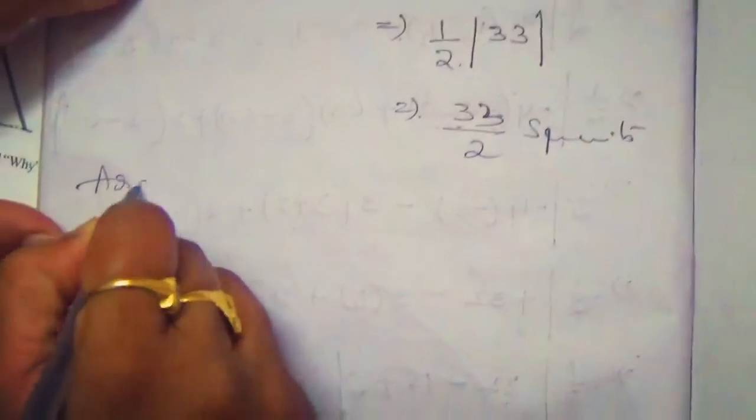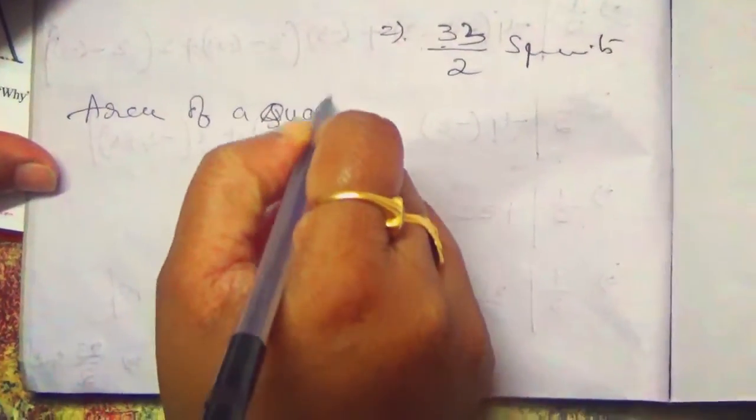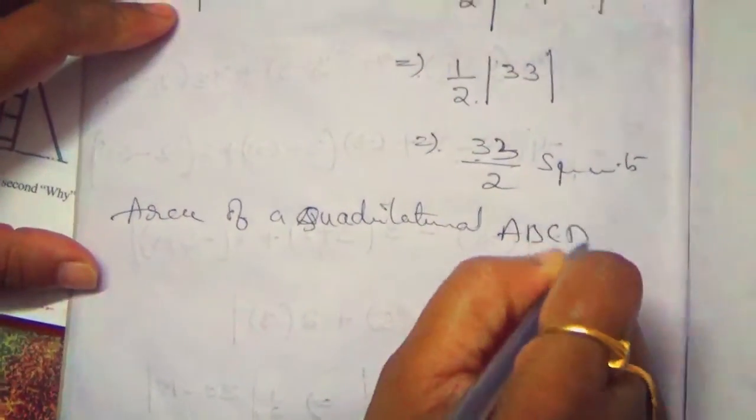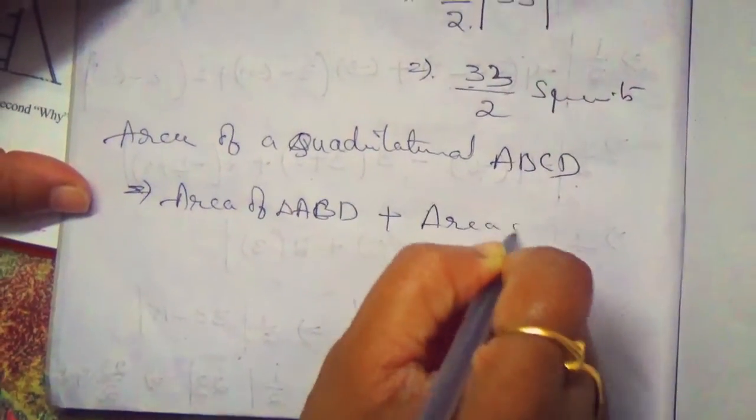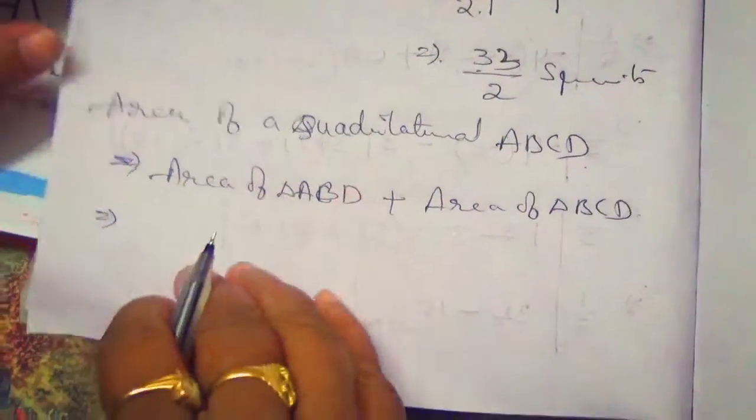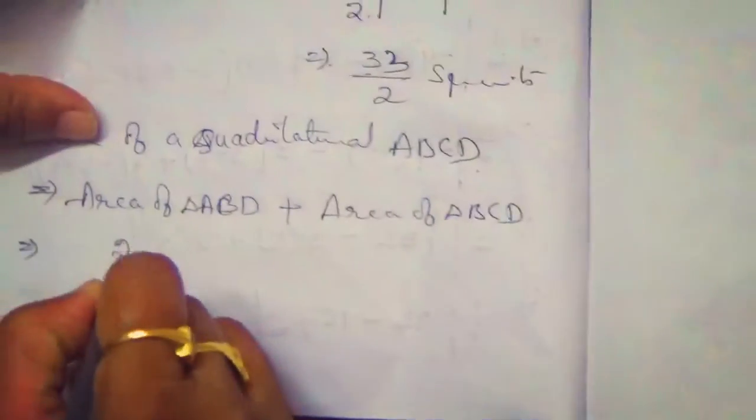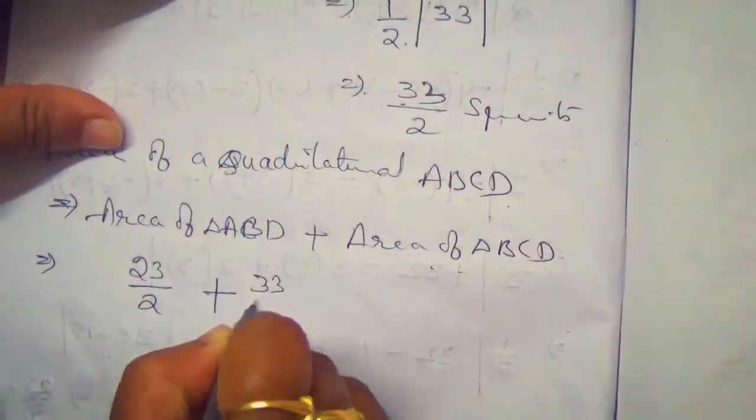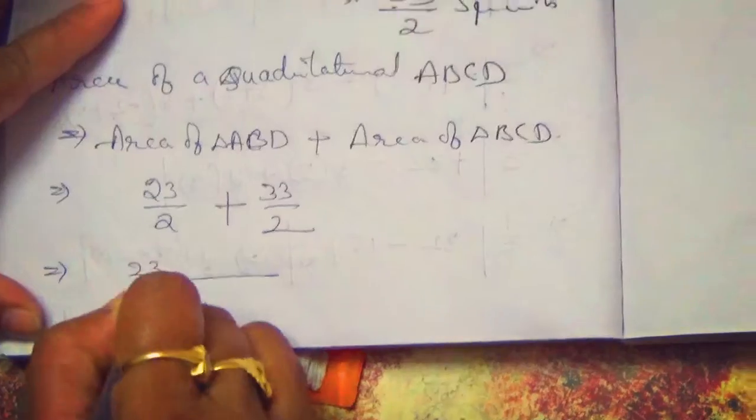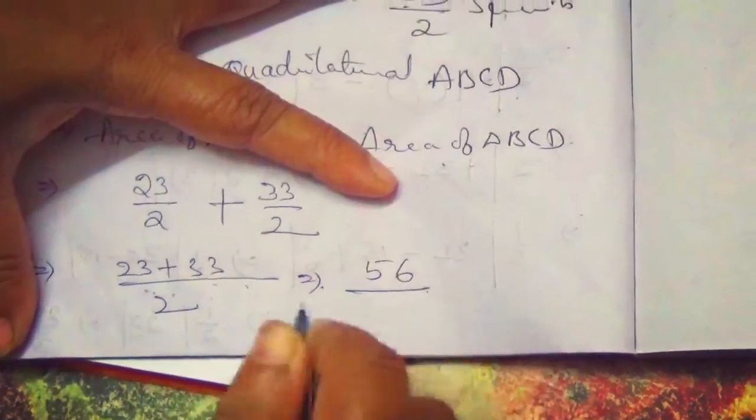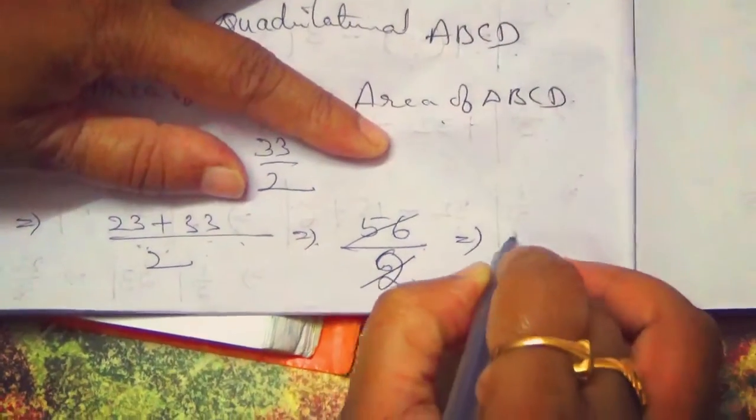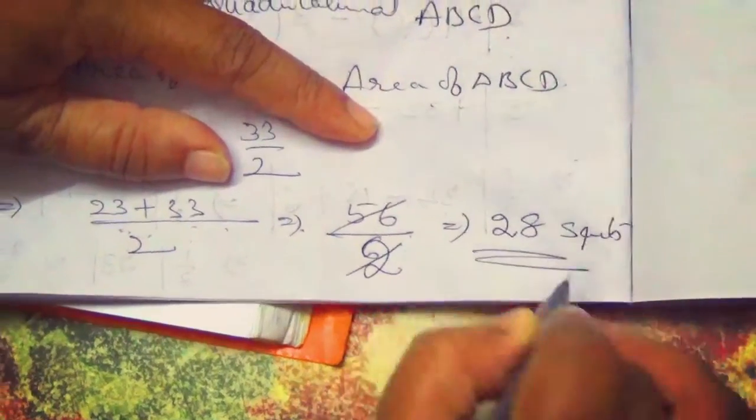So now finally area of quadrilateral ABCD is equal to area of triangle ABD plus area of triangle BCD. That implies the first one, area of ABD, how much we got? 23 by 2, plus area of BCD, 33 by 2. When you take the LCM for these two, it is 23 plus 33, because the denominators are the same. When you add these two, 56 by 2. So when you cancel this, 28 square units. That's it. It is the area of the quadrilateral. Okay. So here we finished this fourth Roman also.